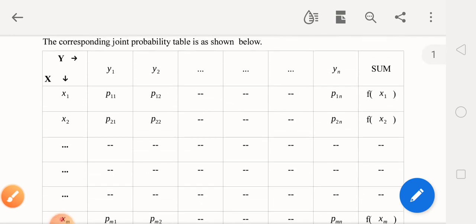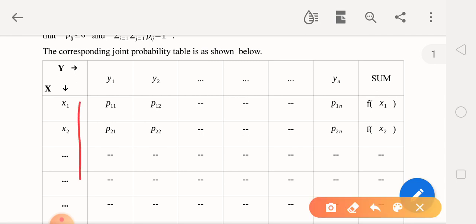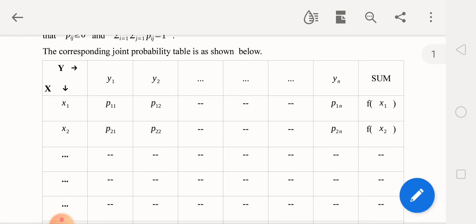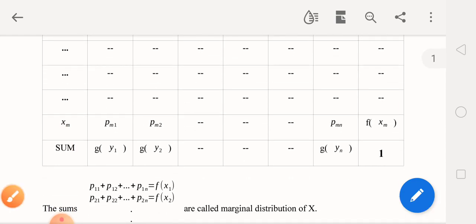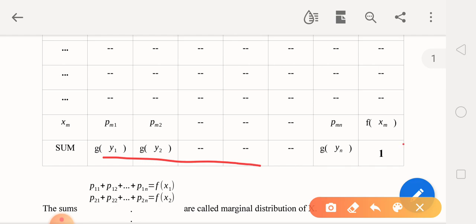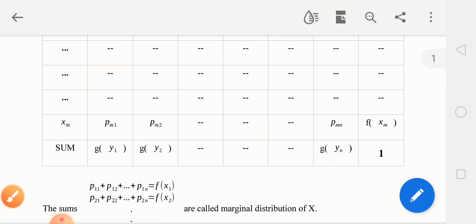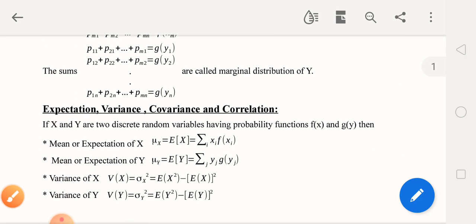So in the table we have x values. For those x values we have marginal distributions of x, say f. We have y values. For those y values we have marginal distributions, say g's, and the sum of all those marginal distributions must be equal to 1.